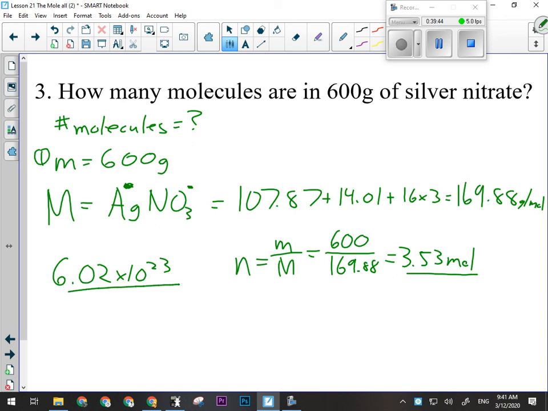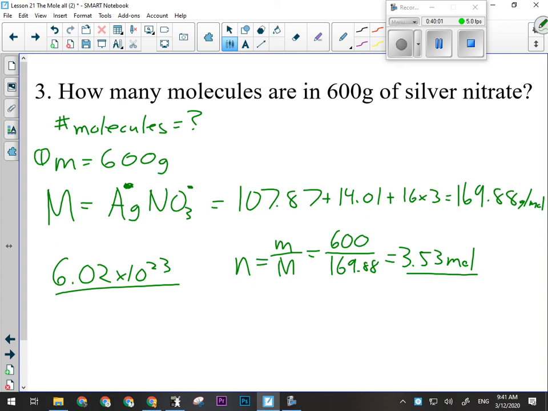Here's the number of molecules in a mole. If I multiply those two numbers, it'll tell me the number of molecules. Okay, it looks a lot different. It looks like it's way harder than how many donuts do you have in 2 dozen, but it's exactly the same calculation.